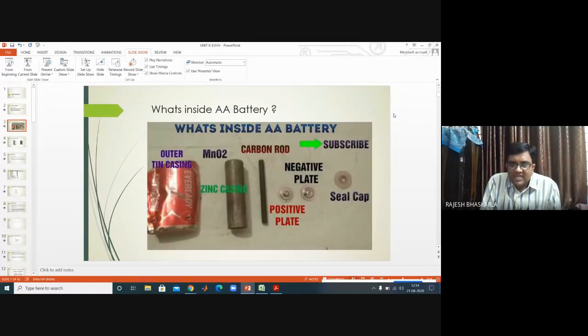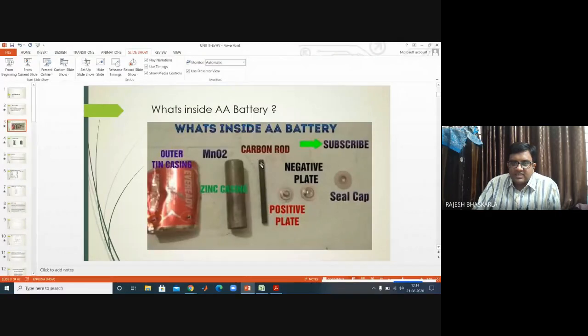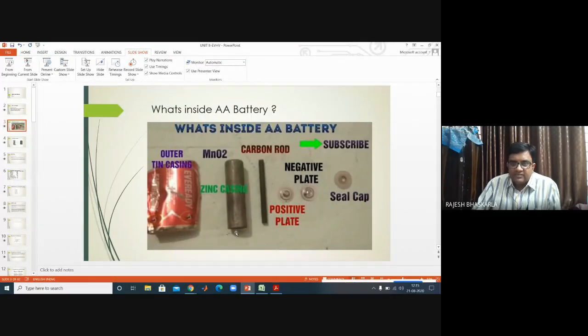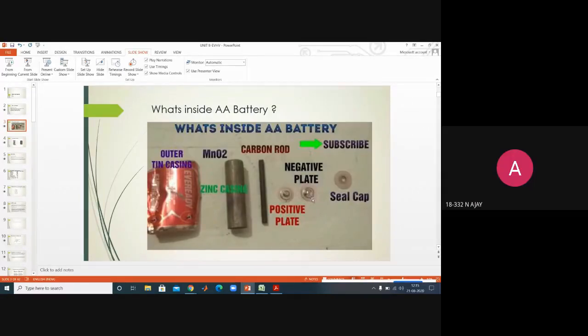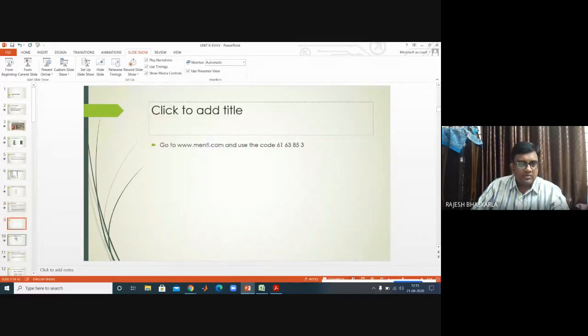The carbon rod is the anode, the positive plate, and the negative metal plate, which is connected to the zinc casing, is used as the cathode. So this carbon rod acts as the anode, and the negative metal plate acts as the cathode, the negative electrode. Okay, right. Now we'll go back to our presentation.